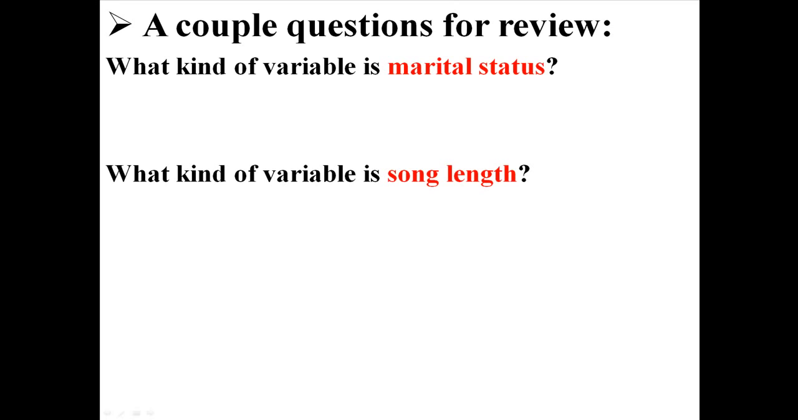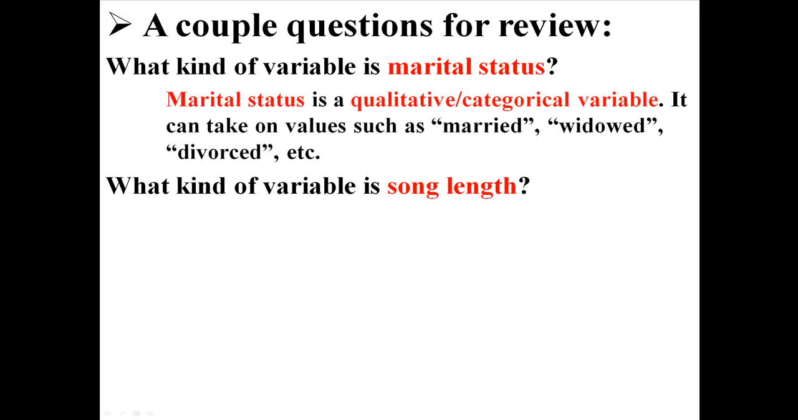So here are a couple questions for review. What kind of a variable is marital status? Now think of the kind of things you could get. You could get single, married, divorced, widowed. That sounds kind of categorical. So that's a qualitative slash categorical variable because it can take on values such as married, widowed, and divorced.